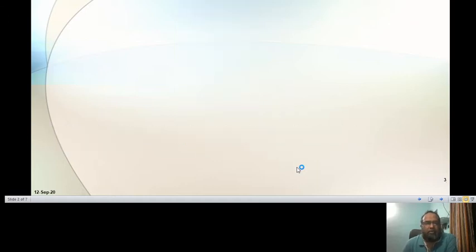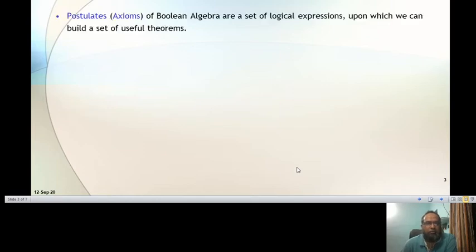He has developed many postulates as well as theorems, and other theorems are also available. We will see the basic postulates of Boolean algebra. It is quite simple. We will just have a glance at these postulates.